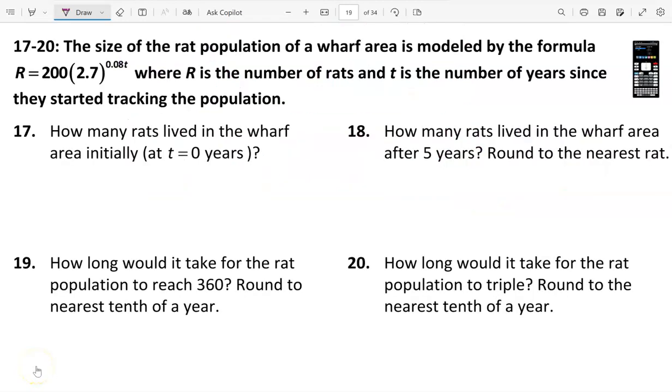In 17 through 20, we return to calculator active questions again. The size of the rat population of a wharf area is modeled by the function r equals 200 times 2.7 to the 0.08 times t, where r is the number of rats and t is the number of years since they started tracking the population. So we are looking for, in number 17, how many rats initially lived in the wharf area, or at t equals 0 years when they first started counting.